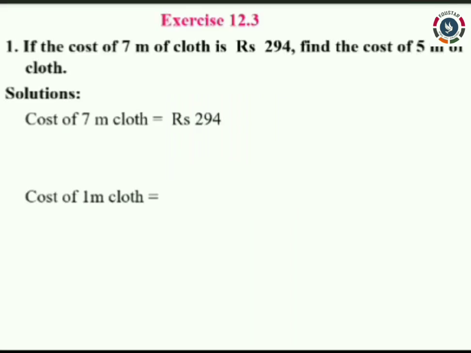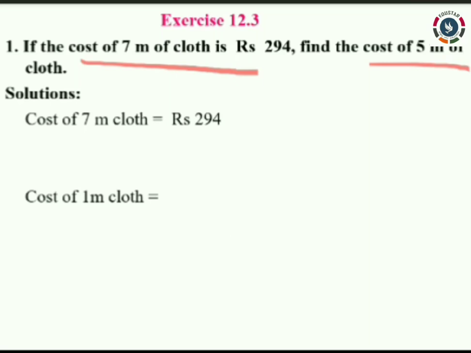In NCERT math book exercise 12.3, question number 1: if the cost of 7 meter of cloth is rupees 294, find the cost of 5 meter of cloth. First you have to write the given data. Cost of 7 meter of cloth is 294. Now you have to find the cost of 5 meter of cloth.